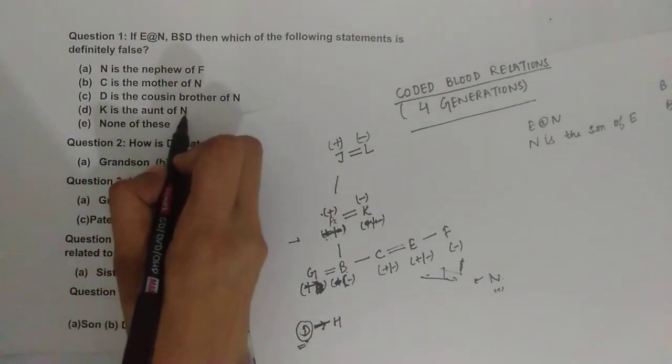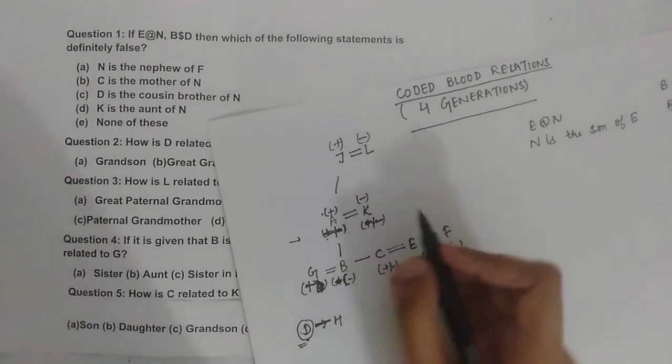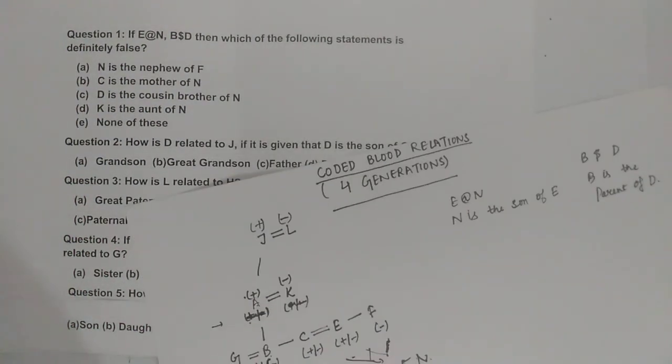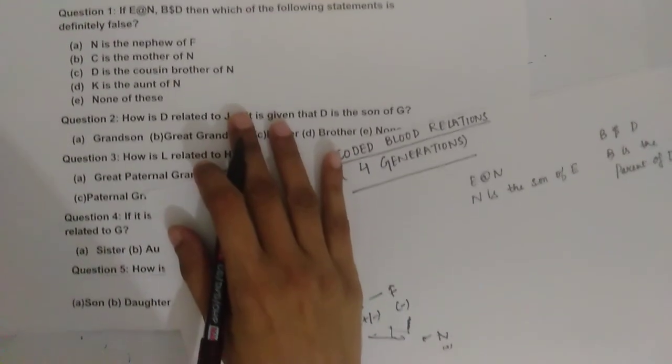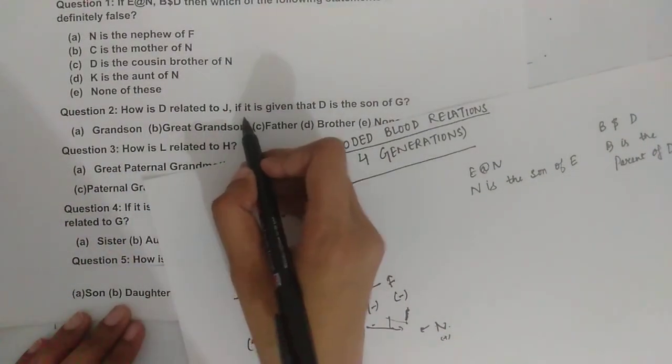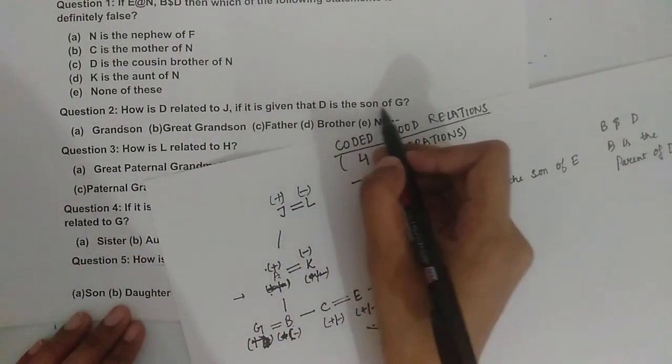K is the aunt of D. This is definitely false. Fine. Now see the next question. How is D related to G if it is given that D is the son of G?